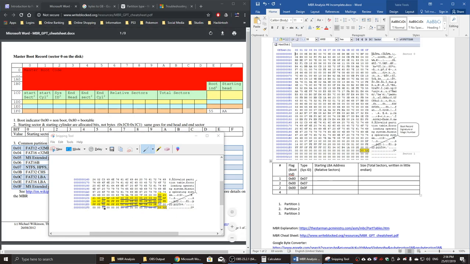Because if there was identification there, it would be in the common partition values, or we'd find it somewhere on the internet. So that's how we'd come to understand it. So the starting LBA is that value there. And remember, Little Endian is not read from left to right. There's a particular way of reading these numbers because that's how our systems read it.